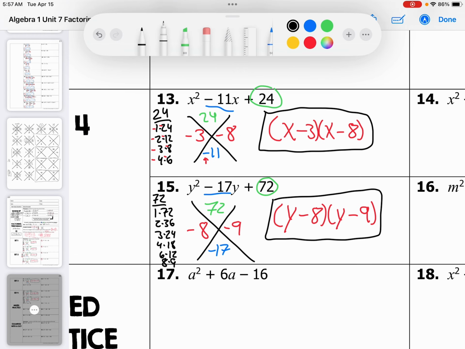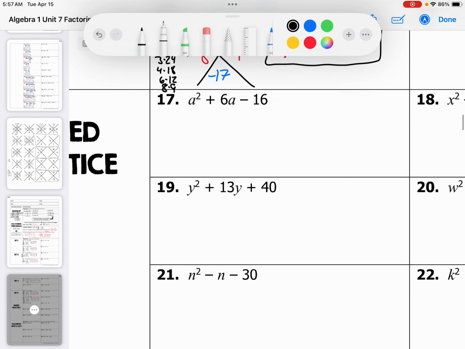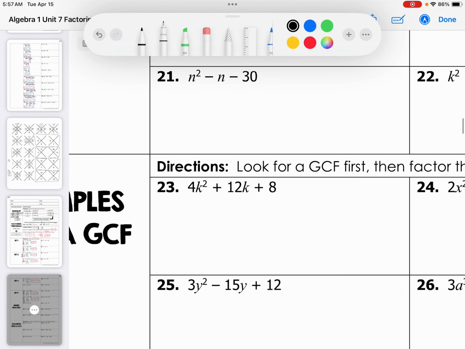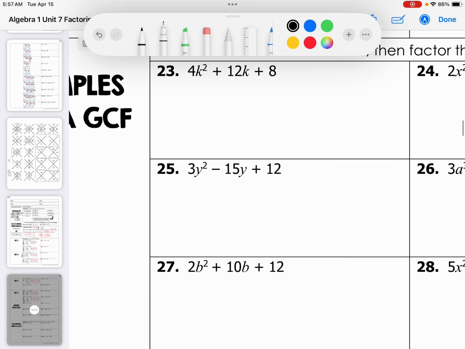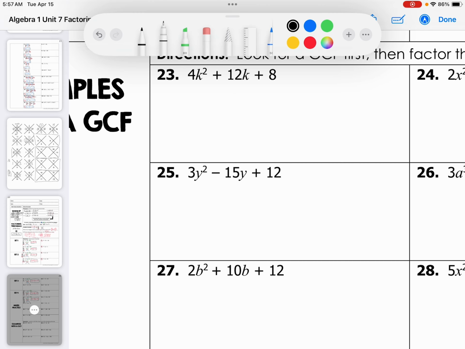So now I'm going to skip it down past a few problems to show you the last thing we need to be paying attention to here. And that is if we have a number in front of our variable, like a 4 and then the k squared. On this one, we have a 3 and then the y squared, or a 2 and then the b squared. First thing we're going to need to do is see if we can take out a greatest common factor, like we did last week.